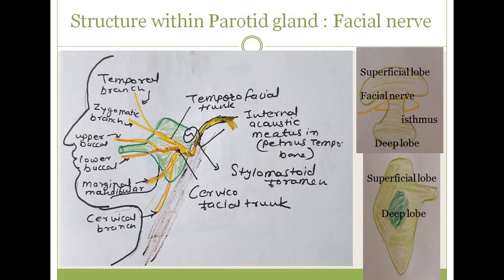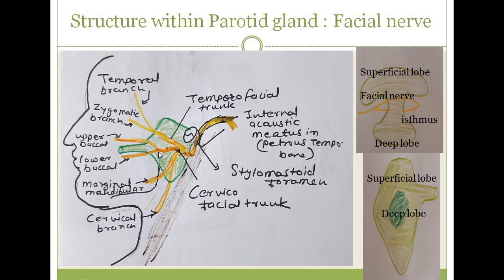Next structure inside this parotid gland is the facial nerve. Now we know facial nerve enter from the internal acoustic meatus, which is inside the cranial cavity. From that internal acoustic meatus, it travels the petrous part of temporal bone. From here it exits from the stylomastoid foramen, which is between the mastoid process and the styloid process. From stylomastoid foramen it exits the cranial cavity, and then it enter into the substance of the parotid gland.